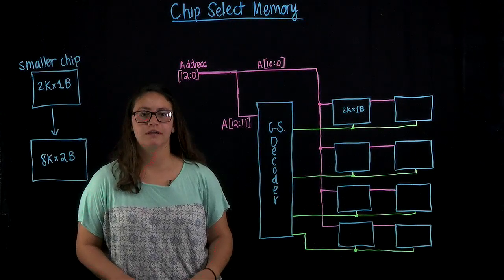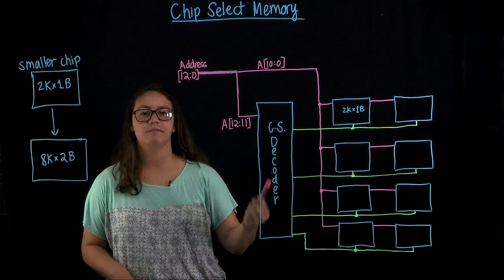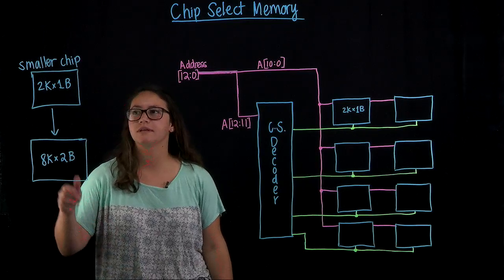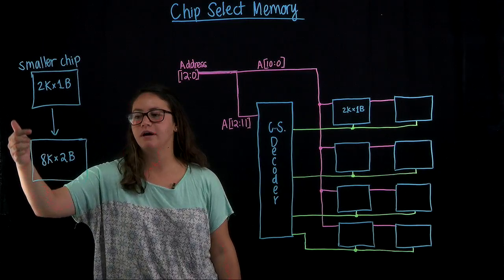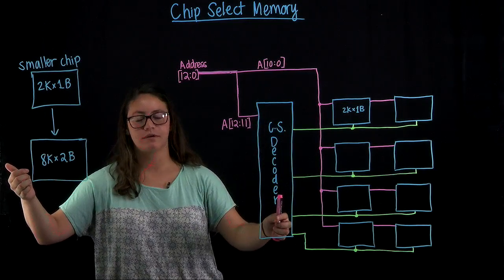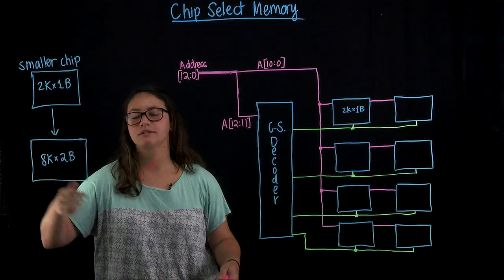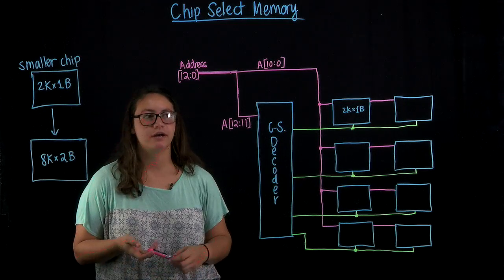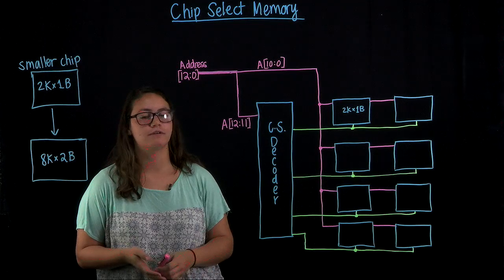Okay, so today we're going to go over chip select memory, which is going to be using smaller memory chips and a module level decoder to build a larger memory. So we're first going to go over an example, and then we're going to do an example problem.